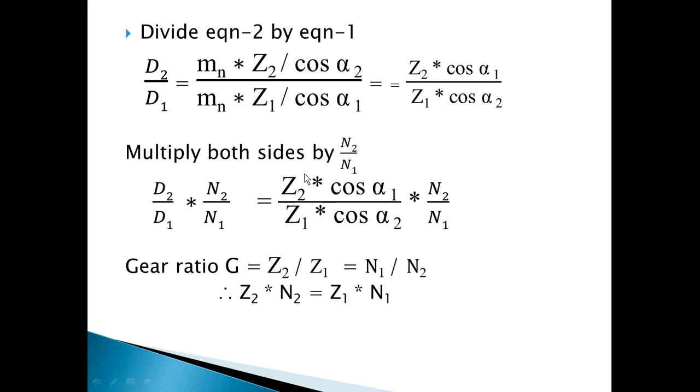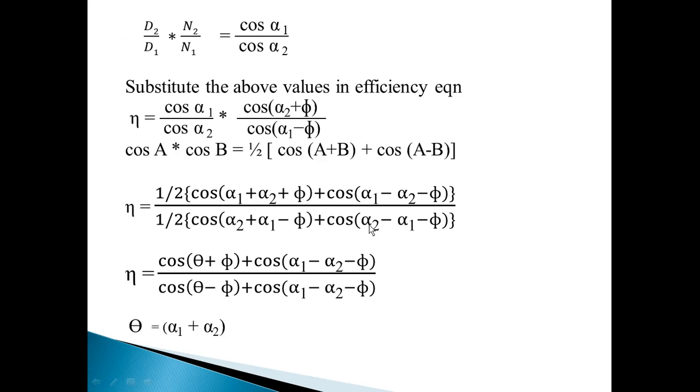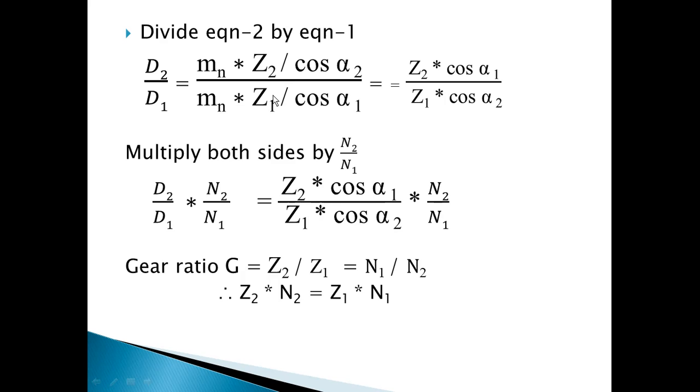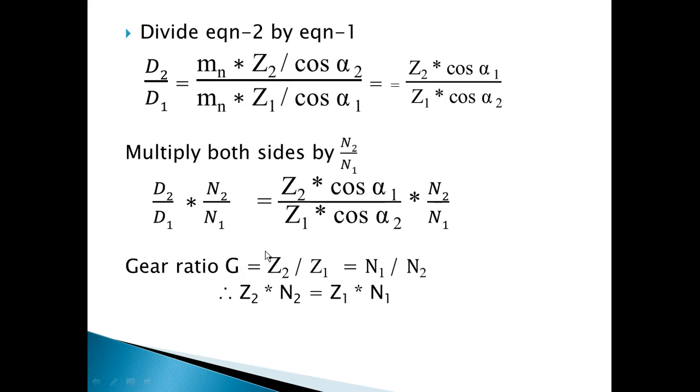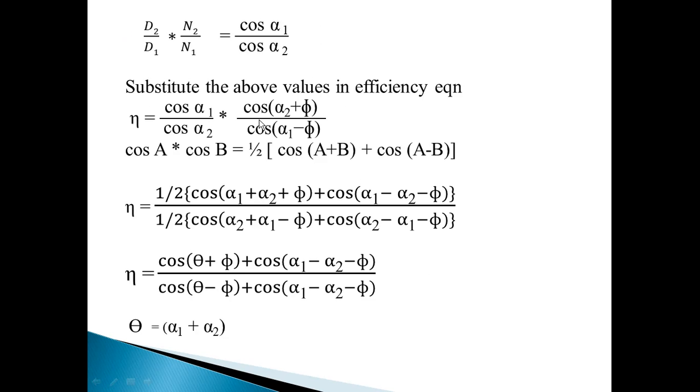So z2 n2 and z1 n1 get cancelled to each other. What is remaining? Only d2 n2 upon d1 n1 is simply equal to cos of alpha 1 by cos of alpha 2. That is the only value which is remaining over there. So putting the values of d2 n2 upon d1 n1 equal to cos of alpha 1 by cos of alpha 2, the new efficiency equation will be equivalent to cos of alpha 1 upon cos of alpha 2 into cos of alpha 2 plus phi upon cos of alpha 1 minus phi.